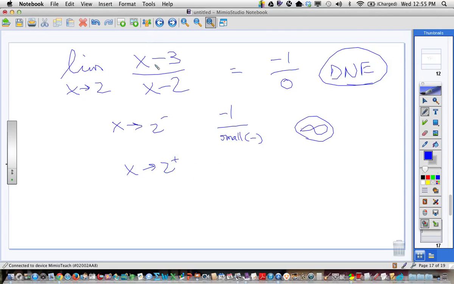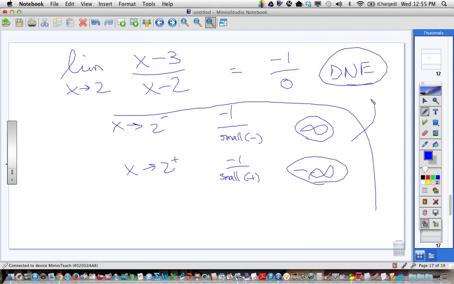Okay, when going to 2 from the right, the top is still about negative 1. But 2 from the right is 2.0001 minus 2, so it's a really small positive and getting smaller, but still staying positive. Negative 1 divided by a really small positive is a really big negative. So negative infinity. This is your justification for why that limit does not exist. Okay? All right. That's a part of this that I want to make sure we're good with.